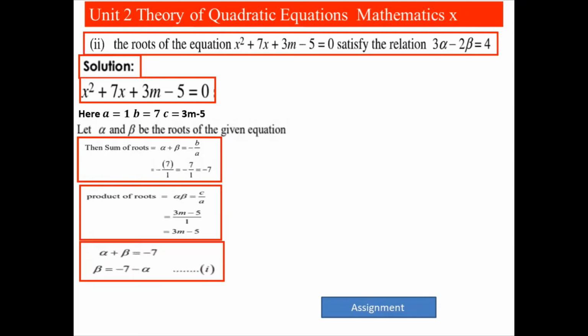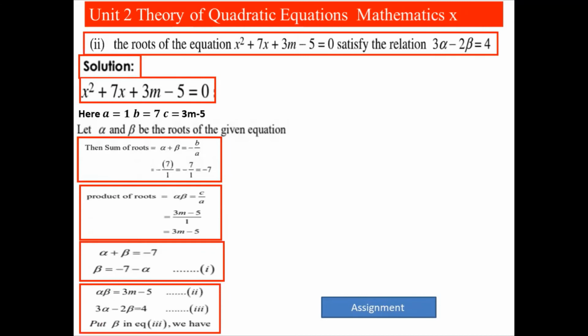Then the sum of the roots alpha plus beta is minus 7. So beta can be written in terms of alpha. So beta is equal to minus 7 minus alpha. We write this as equation number 1. Now the product of the roots is equal to 3m minus 5. So we can write this as equation number 2. And this is 3 alpha minus 2 beta is equal to 4.